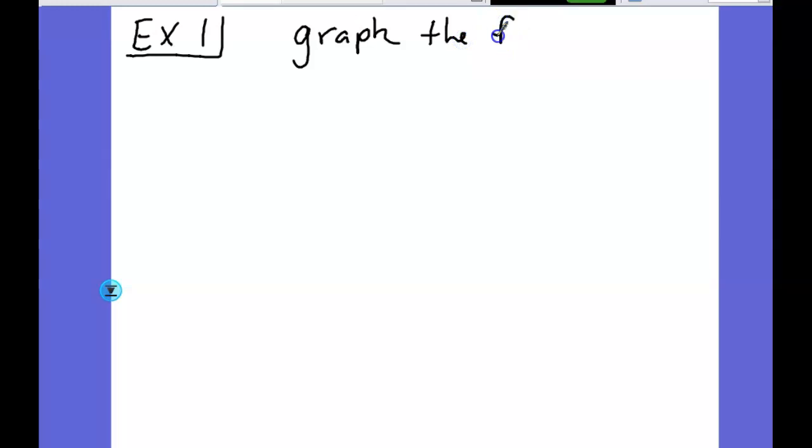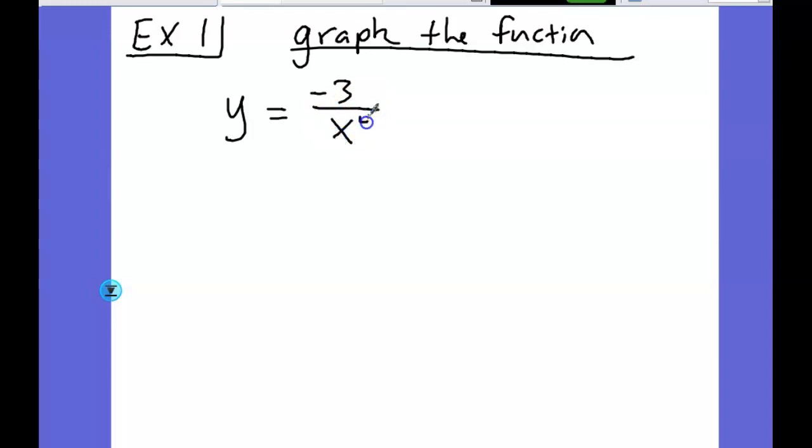Graph the function. All right. So suppose I have y is equal to negative 3 over x to the 4th power. Okay. So what I want you guys to notice here is that the power is even. The number on top, which I've called the a, is negative.